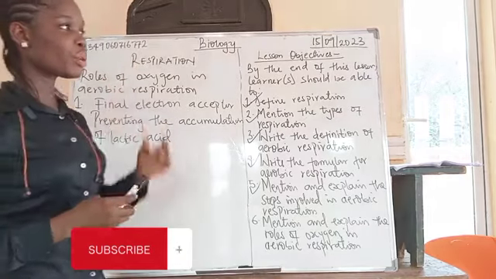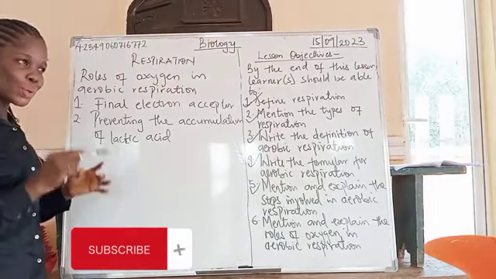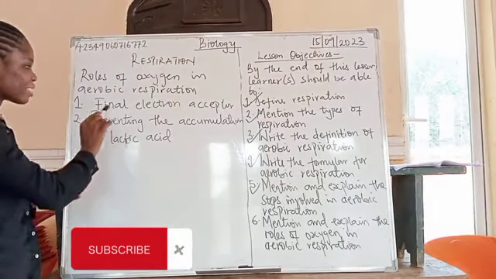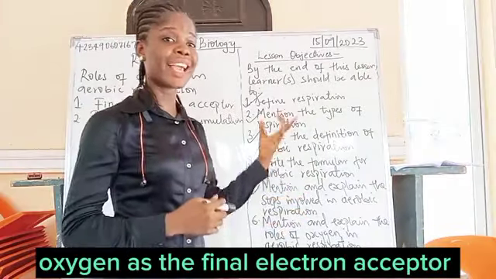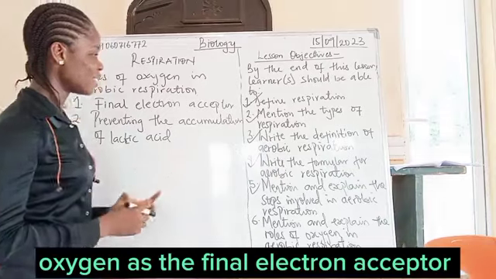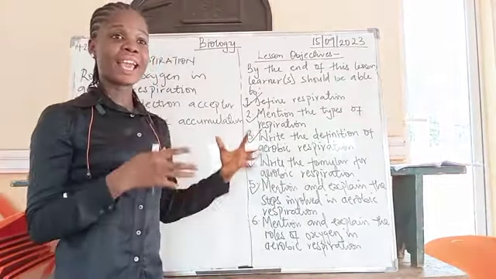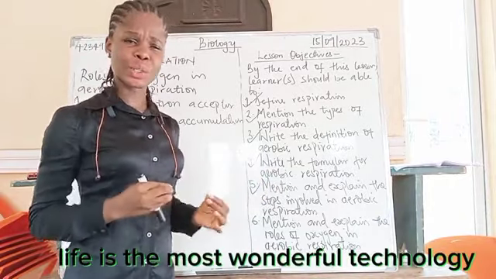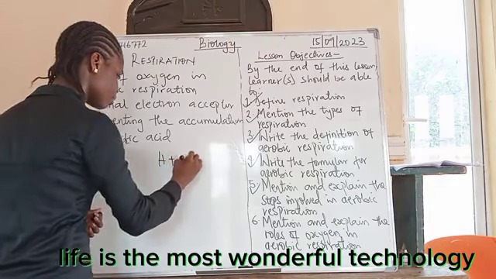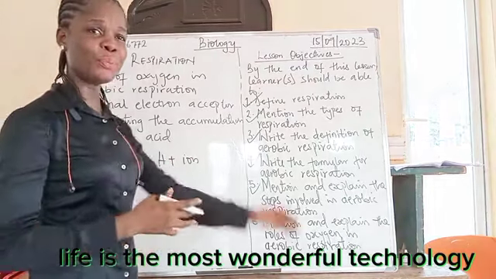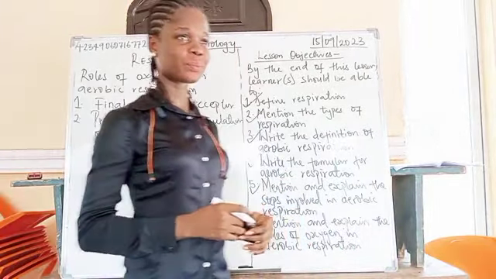Now, these are the two roles of oxygen which we'll be looking at for the purpose of this class. How does oxygen serve as a final electron acceptor? When we are looking at the electron transfer chain, we mentioned that during the steps involved in aerobic respiration, electrons are produced, protons are produced, and we mentioned the hydrogen ion as the proton being produced in the process of aerobic respiration.